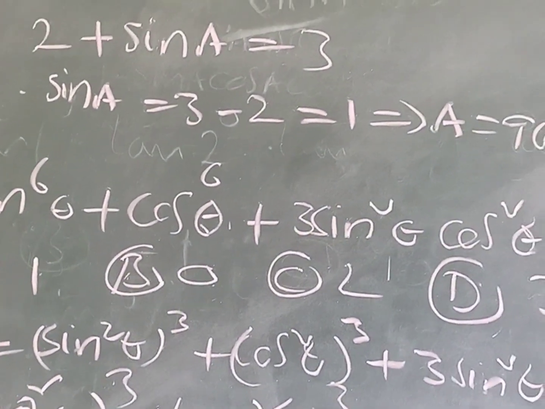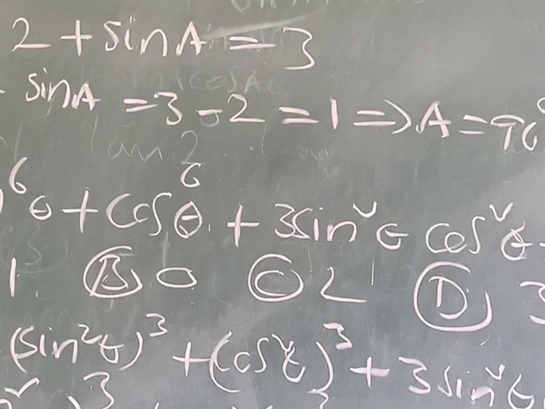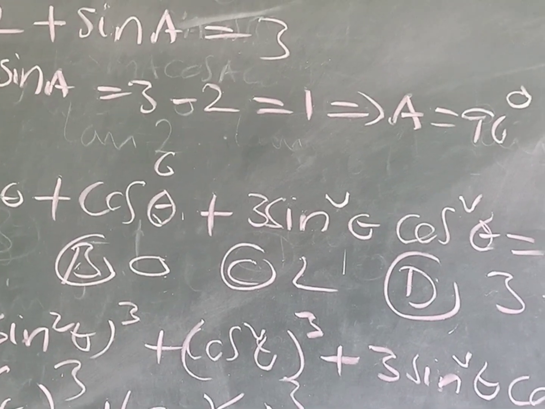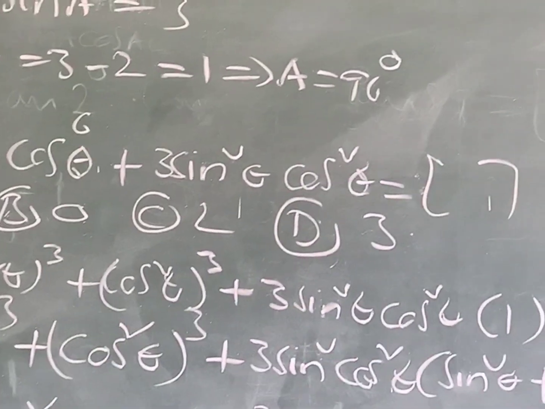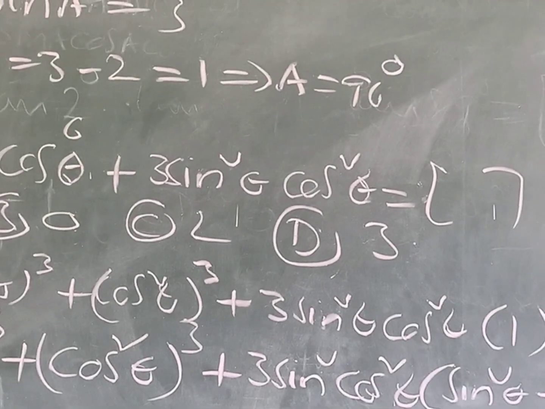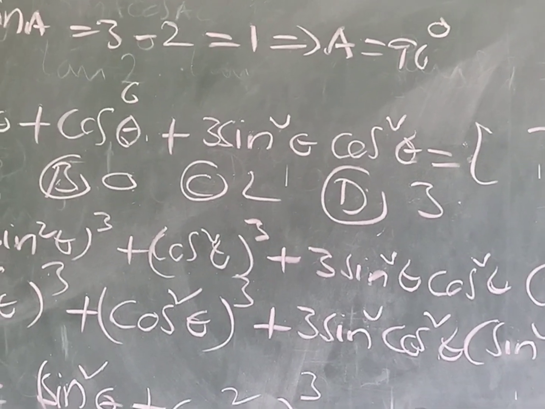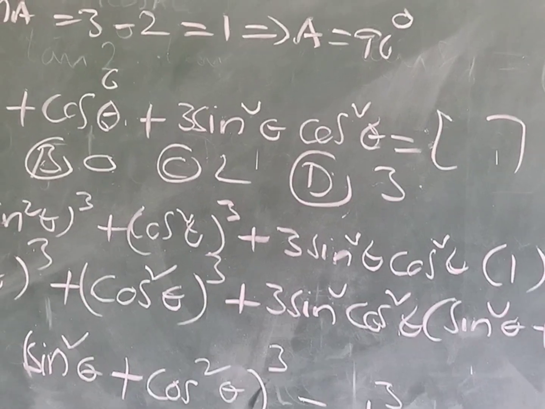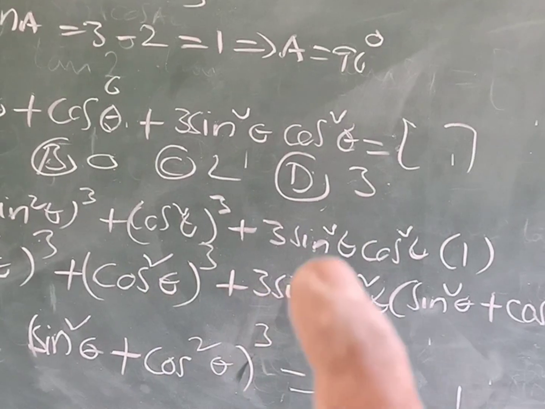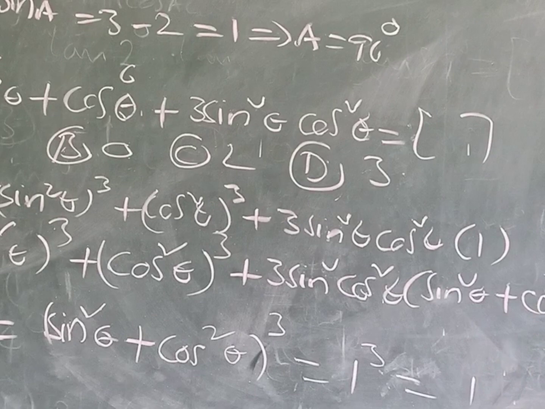Sin power 6 theta plus cos power 6 theta plus 3 sin square theta cos square theta is equal to. So here, let us apply one technique. Sin power 6 theta can be written as sin square theta whole cube, plus cos power 6 theta can be written as cos square theta whole cube, plus 3 sin square theta cos square theta into 1. Because we are going to write the entire expression in terms of sin square and cos square. This 1 I am going to write as sin square theta plus cos square theta.